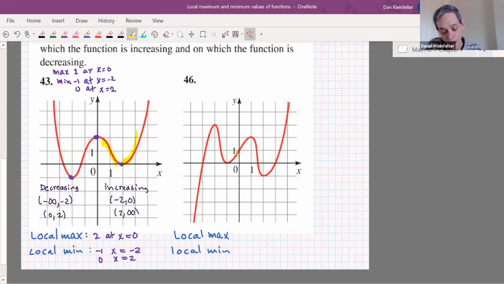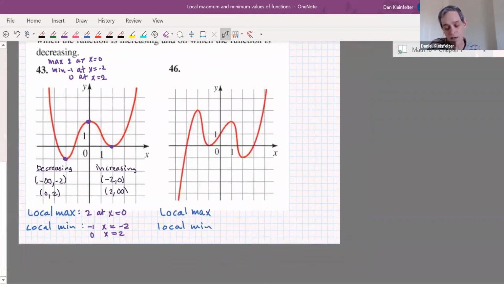Okay, so I'll leave it for you to try this number 46. I'll help you with the maximums. This one is going to have 2 maximums and 2 minimums. And notice that it is alternating between increasing, decreasing, increasing, decreasing, and so forth. Okay, so try that one, number 46, and let me know if you have any questions on it.